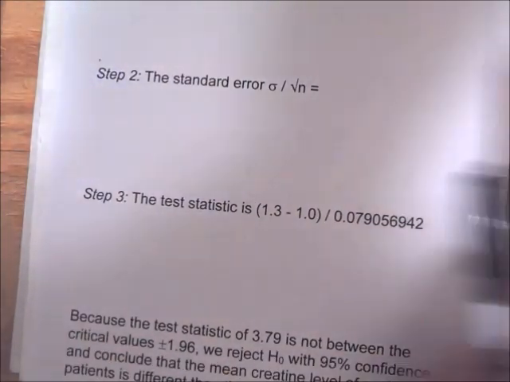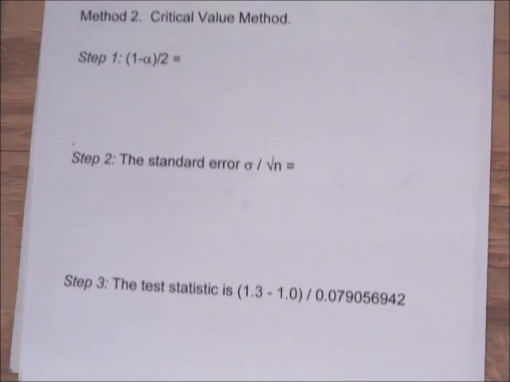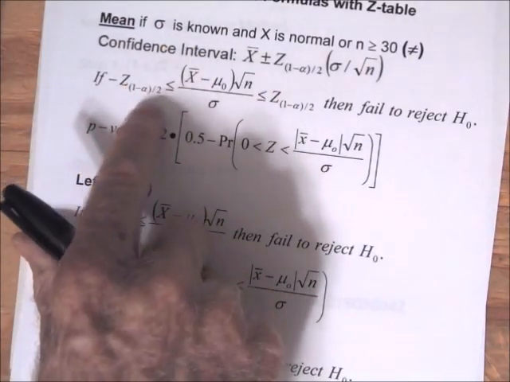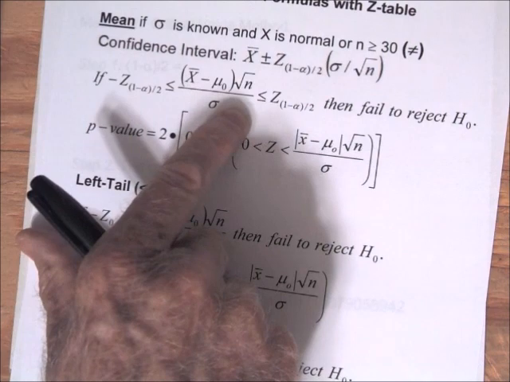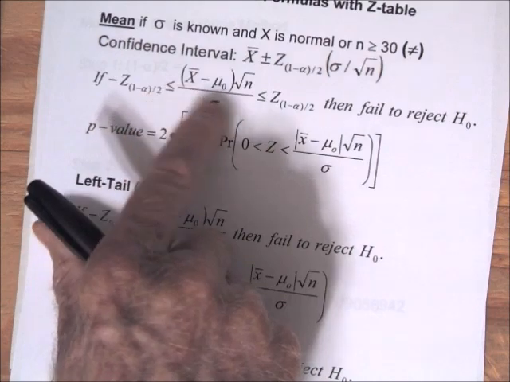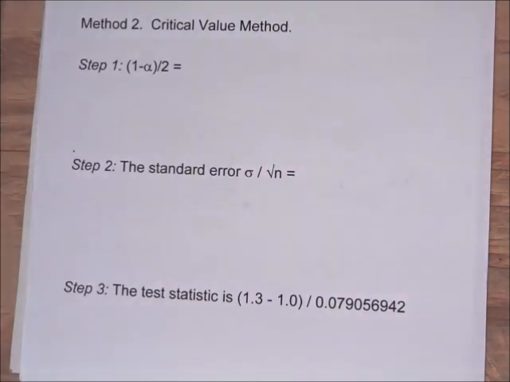Okay. Now, methods 1 and 3 give you more information than method 2. But if you just want to know whether or not to reject H naught, usually method 2 is less computation. It's called the critical value method. It's this second formula here. Some parts of it are going to be the same. The 1 minus alpha over 2 part of it is the same.